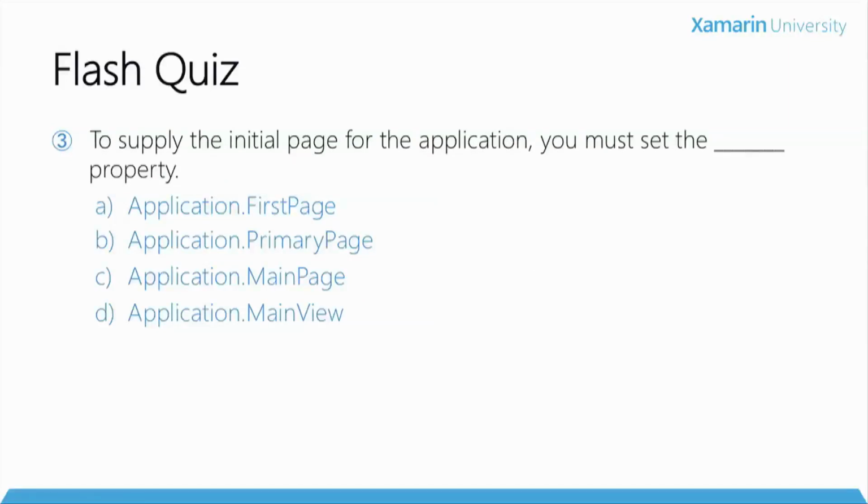Next one. To supply the initial page for the application, you must set the blank property. Was that Application.FirstPage, Application.PrimaryPage, Application.MainPage, or Application.MainView?